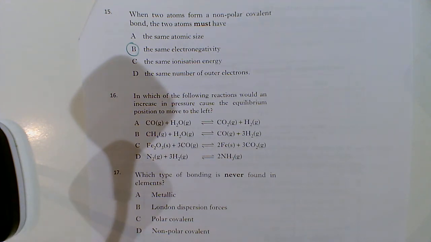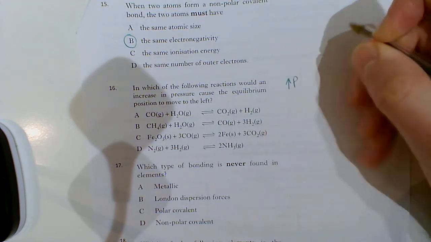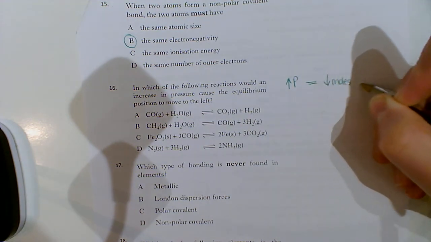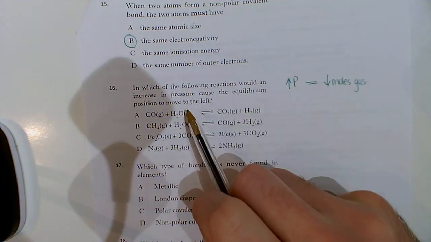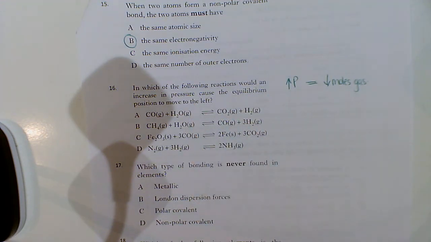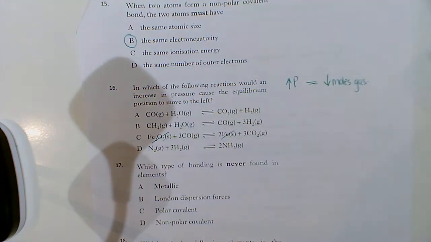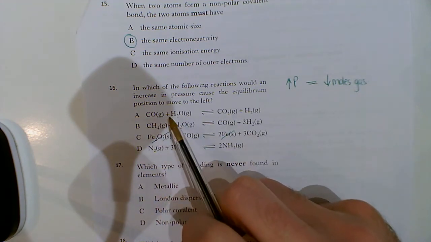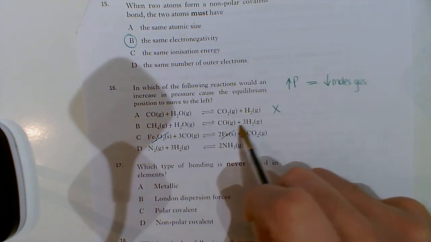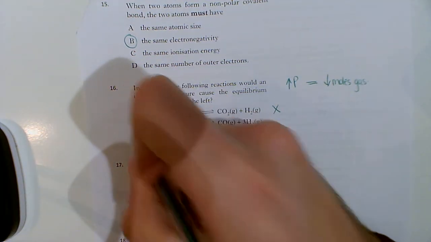Question 16. Which one would an increase in pressure cause the equilibrium to move to the left? So if we increase pressure, the system wants to decrease moles of gas. And we're wanting it to move to the left. So we're wanting one where there's fewer moles of gas on the left-hand side compared to the right-hand side. Let's make sure we don't look at anything that's not a gas. So in this one, we've got 2 and 2, so pressure won't affect it. We've got 2 here and 4 here. So that one does have fewer moles of gas on the left-hand side, so that would be our answer.